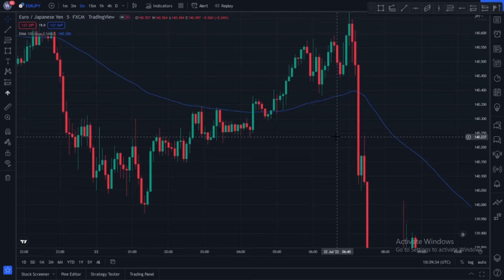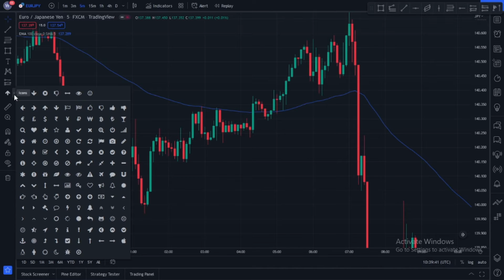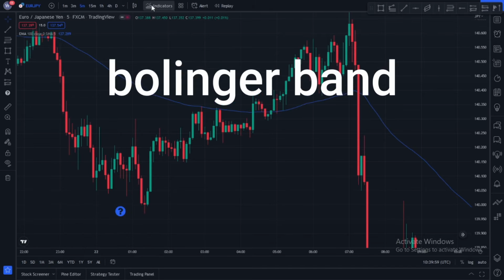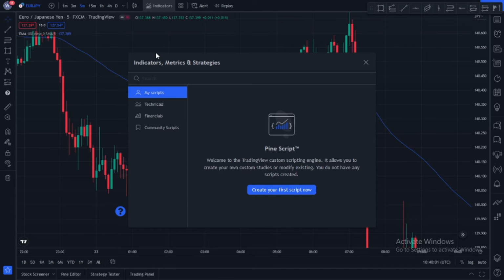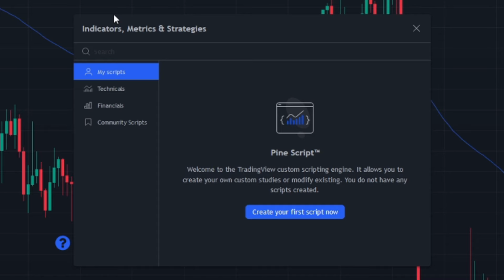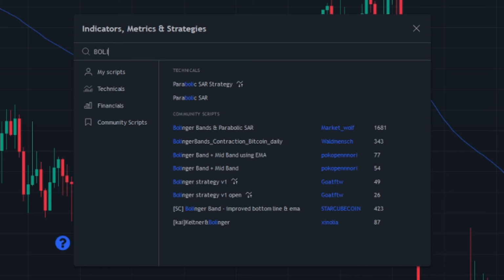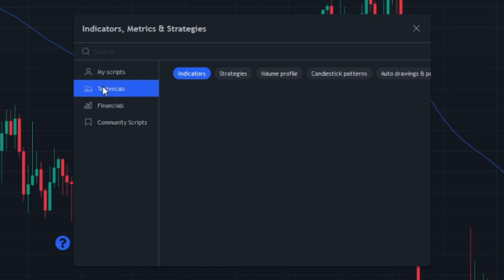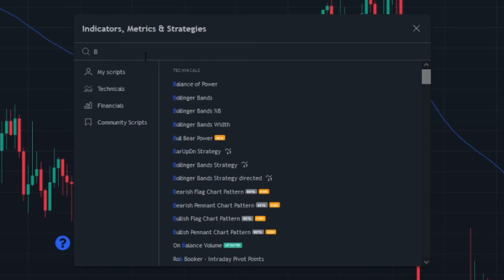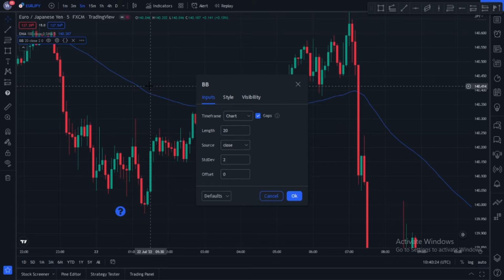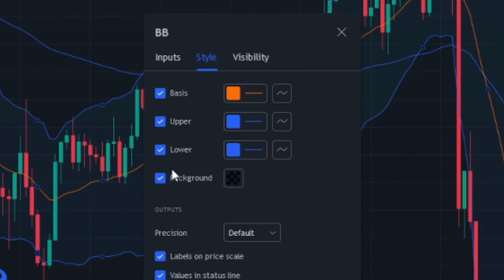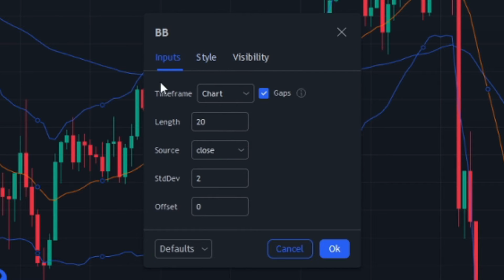The next question was, how can we know about the return of the price and the reversal? To understand these movements, we need an indicator, the Bollinger Band. We add it to the chart from the indicator section and go to check. We disable the background option from the style section and set the length to 100 in the inputs section.